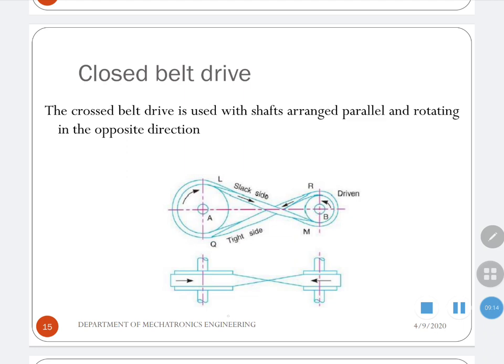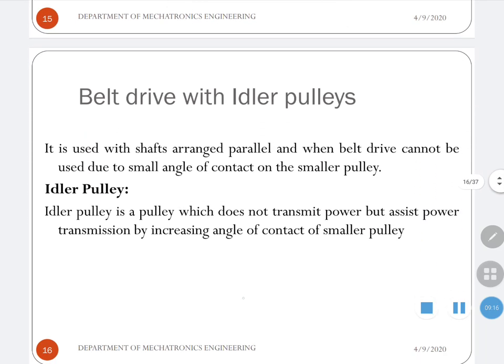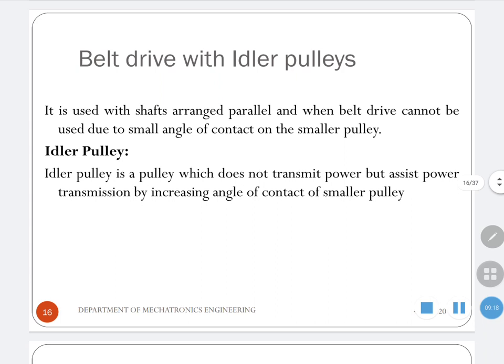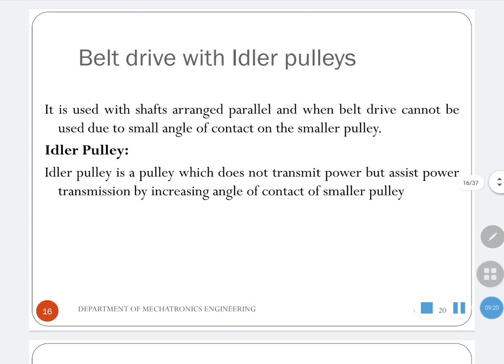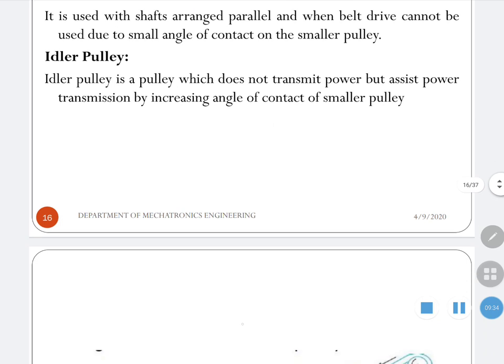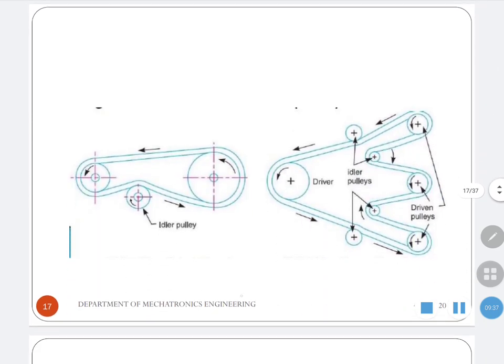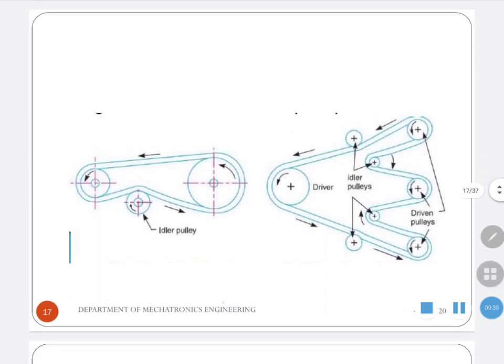With idler pulleys. This is used when the friction of the smaller pulley is less, or otherwise the angle of contact is less. An idler pulley is a pulley which does not transmit power but assists power transmission by increasing the angle of contact of the smaller pulley. You can see here, this is an idler pulley.